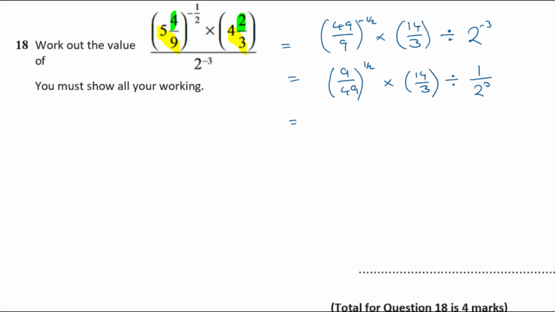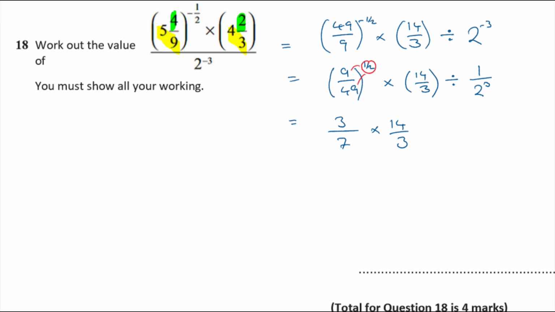Applying that power of a half, when you've got an index over a fraction like this, it actually gets applied to both parts of the fraction, the numerator and the denominator. So power half means the square root. So the square root of 9 is 3, and the square root of 49 is 7. So I get 3/7 times 14 over 3.